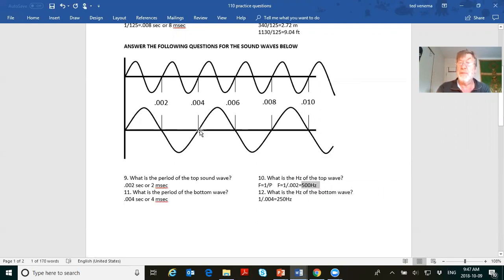So one cycle of the bottom, how many took place in the top? 1, 2 took place at 0.004. So obviously the top wave is higher in frequency. The period here is double, so the frequency has to be half. The period here is half the period of the bottom one, and so the frequency has to be twice as high. Period and frequency are inversely related.